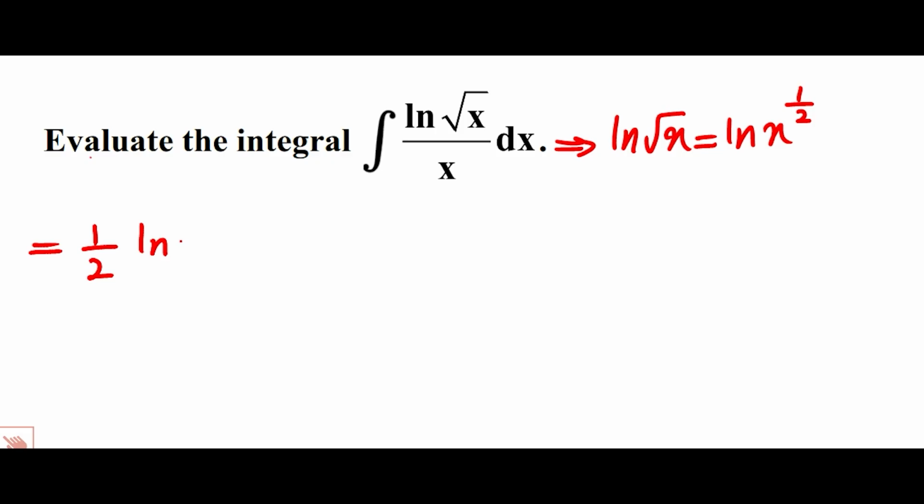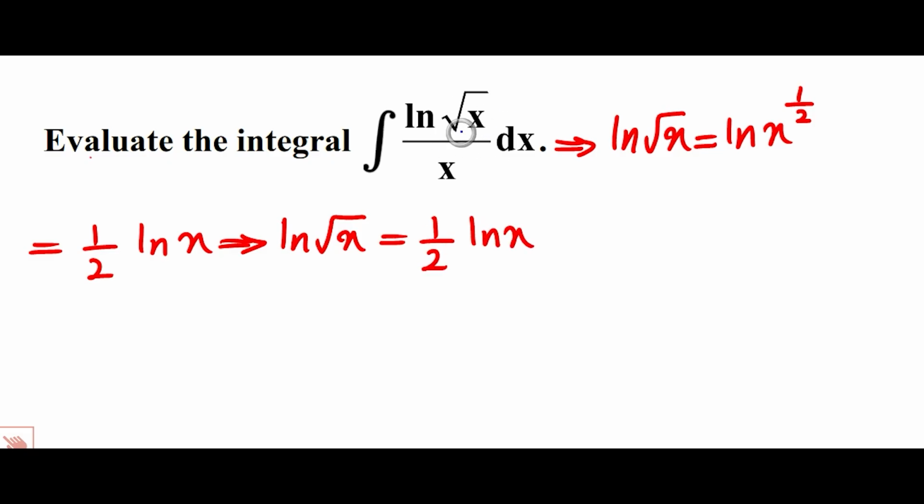Number 2, evaluate the integral of ln of the square root of x over x dx. First, rewrite the logarithm. We know that ln of the square root of x equals ln of x to the power of 1/2. So we have equals 1/2 times ln of x. According to the power rule for logarithms, we can pull that exponent to the front. So ln of the square root of x equals 1/2 ln of x.